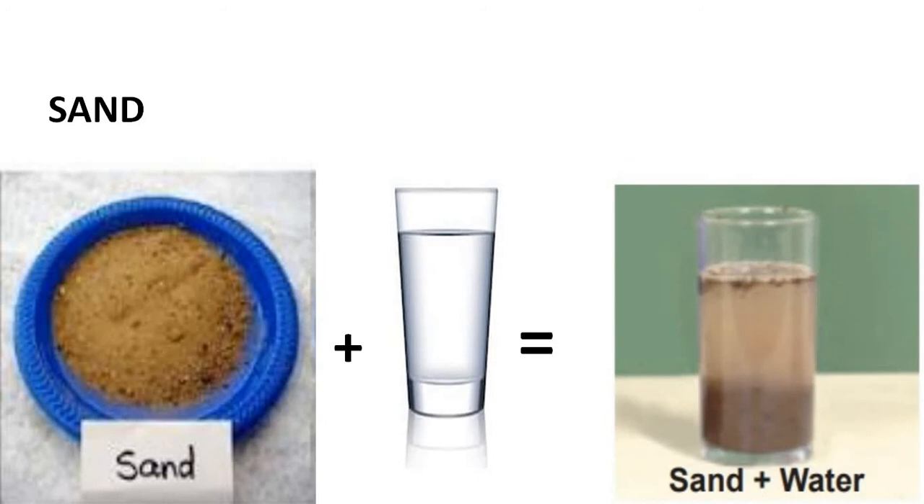Take a glass of water, a spoon and some amount of sand. Add some amount of sand into the water and stir it. After some time, we see that sand does not dissolve into the water and settles down at the bottom of the glass. So, sand is an insoluble substance.